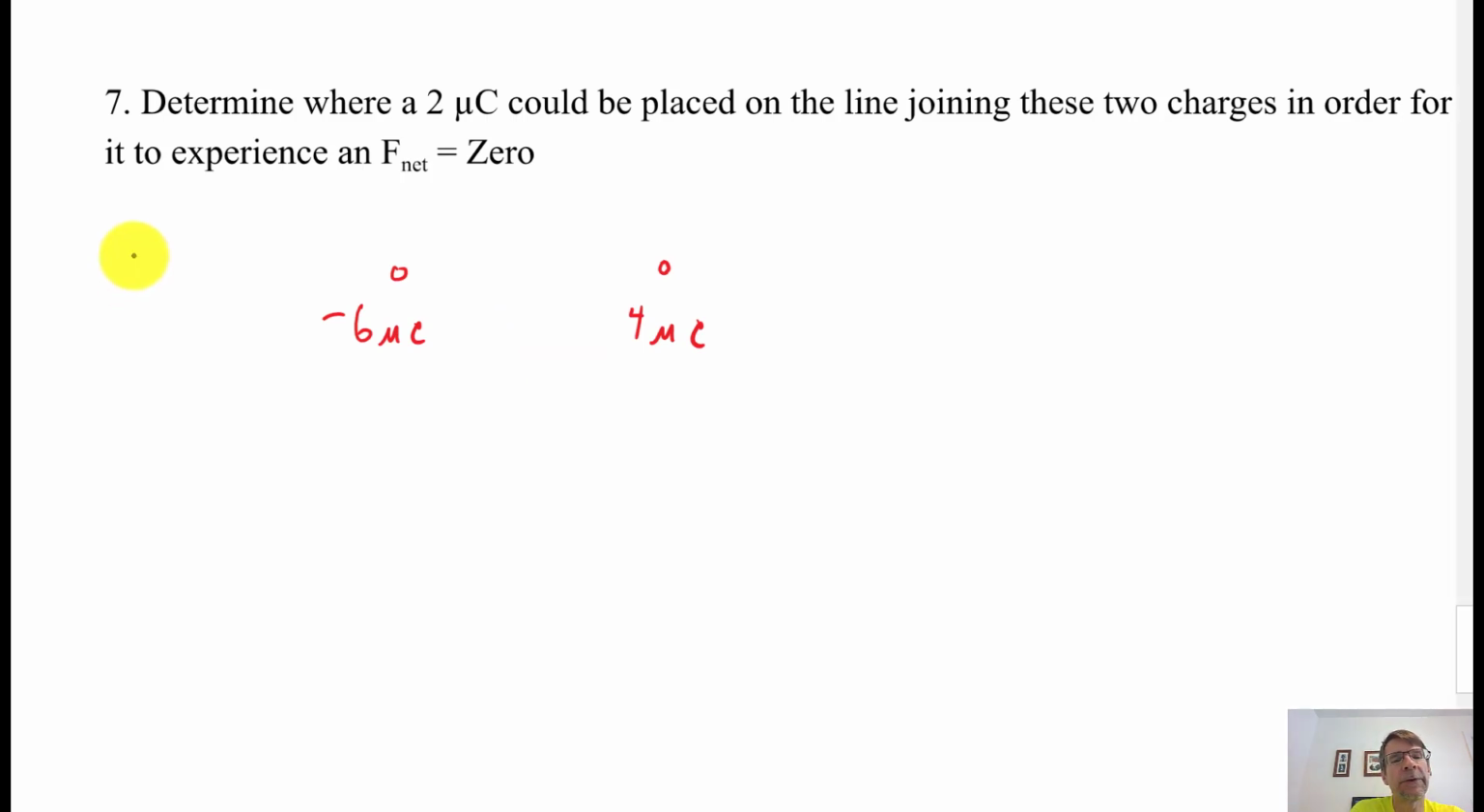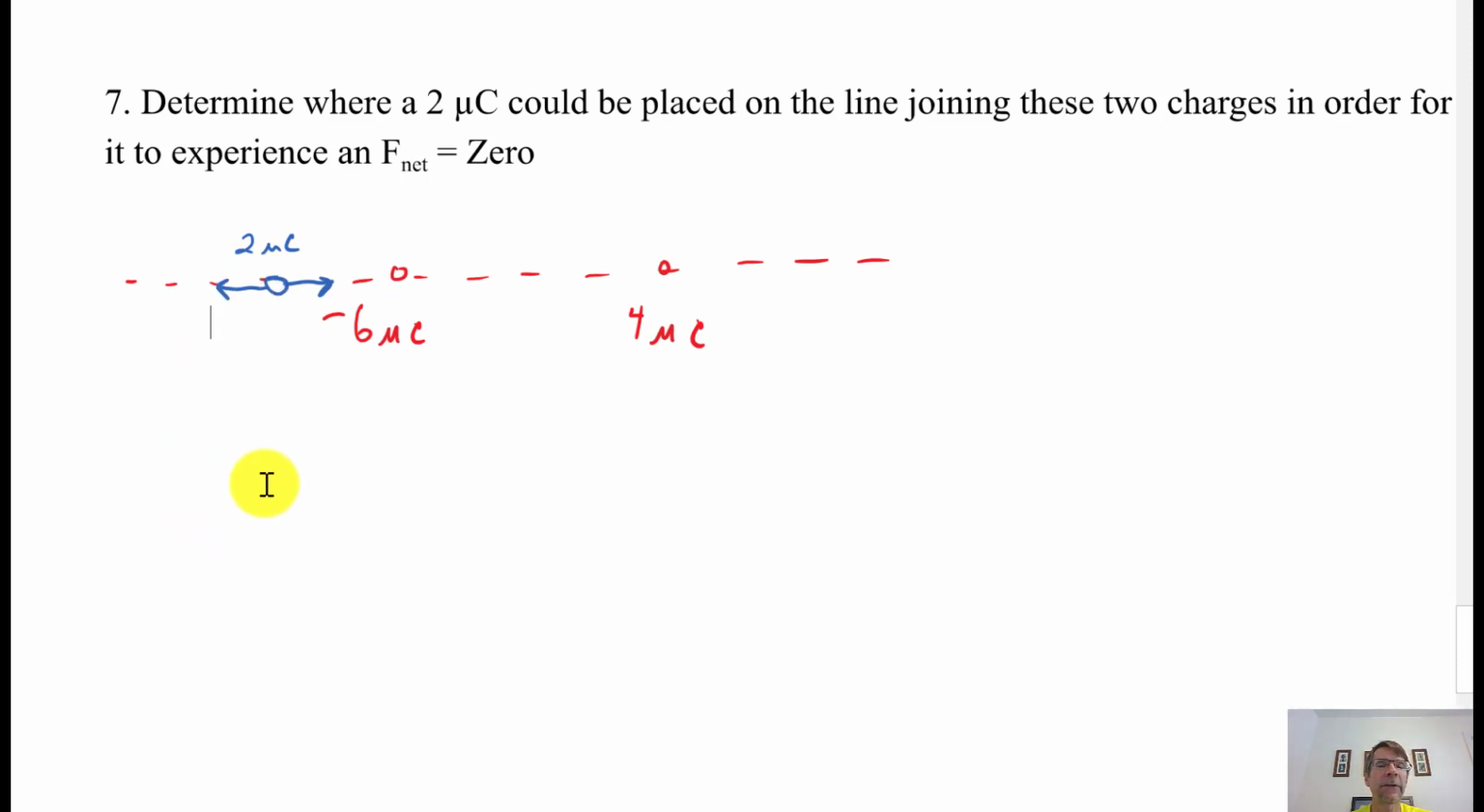So we're thinking of a line. We're thinking of this line. So in my mind, I'll draw the line. I'm thinking of this line because that's what the problem says. Anywhere on this line. If I try to put the charge over here, the 2 microcoulomb charge, the -6 is going to attract, and the 4 is going to repel. So it looks like those could cancel to 0.